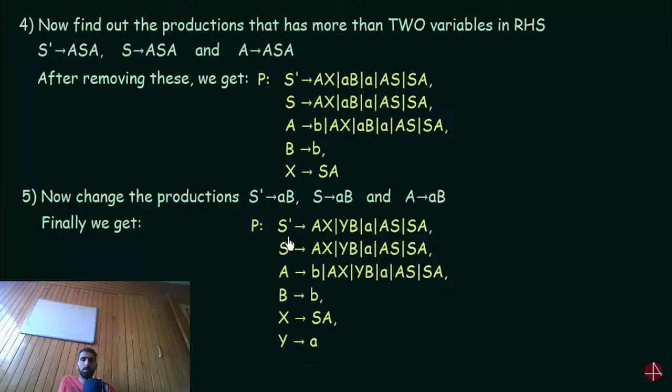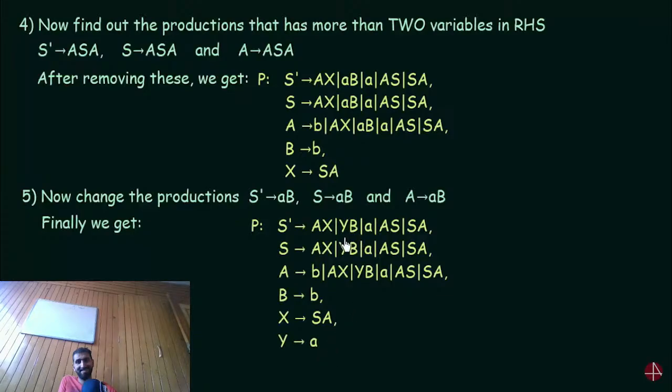So how will we do this? S dash gives AX, it is the same thing, and instead of AB, this A will be replaced by Y. So it will be YB, and then the rest of the things remains the same. And even in S, we do the same thing. AB is replaced by YB, and even in A, the same thing happens. AB is replaced by YB, and then B gives B and X gives SA remains the same, and we have to add a new production Y gives A, because we have used Y here.